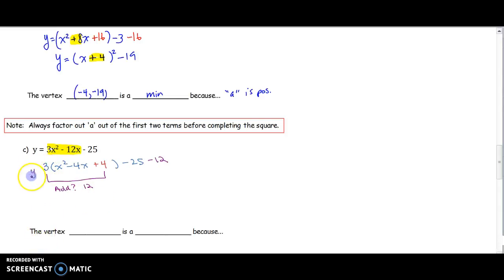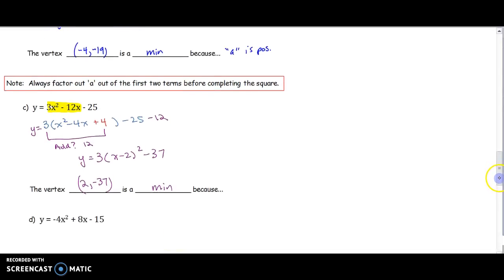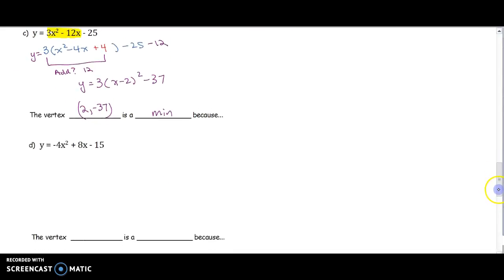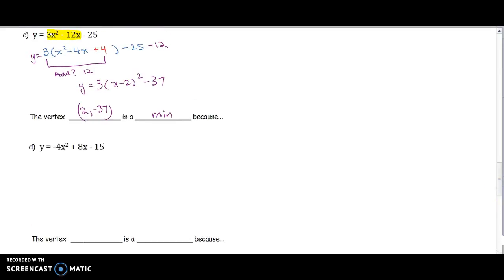So what do I have here? I have y equals 3 bracket, this perfect square trinomial factors into that, and that combines to -37. So I have a vertex of 2, -37. I know it opens up, so therefore it's a minimum, because it opens up, or a is positive, however you want to mention that. This one, same thing. A is not 1, but a is also negative. So let's practice another one.